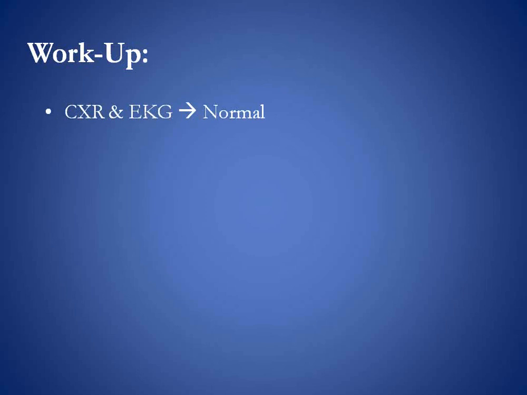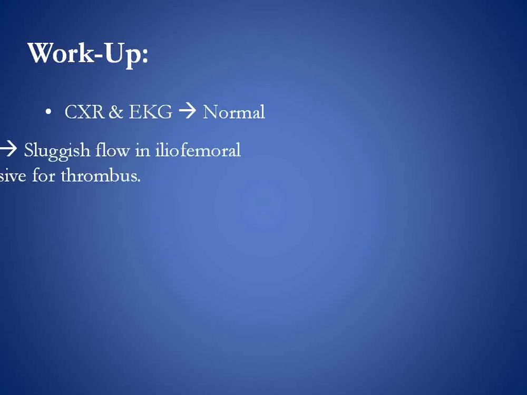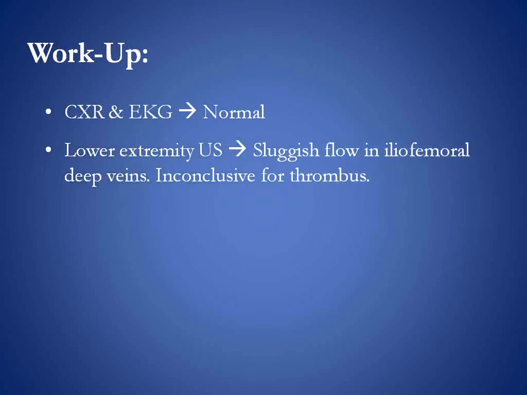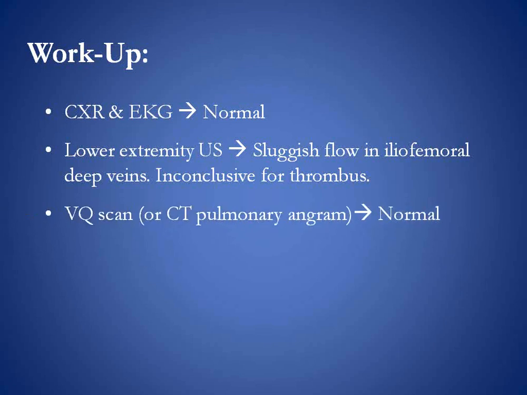Okay, so as part of her workup, she had a chest X-ray and an EKG, both of which were normal. She had a Doppler ultrasound of her left leg, which showed sluggish flow in the iliac and femoral deep veins, inconclusive for thrombus. She underwent a VQ scan. She was young and otherwise healthy with a normal chest X-ray, which is the appropriate test. That's supposed to say CT pulmonary angiogram, which we all know is a CT-PE study. That was normal. So what would be the next step?